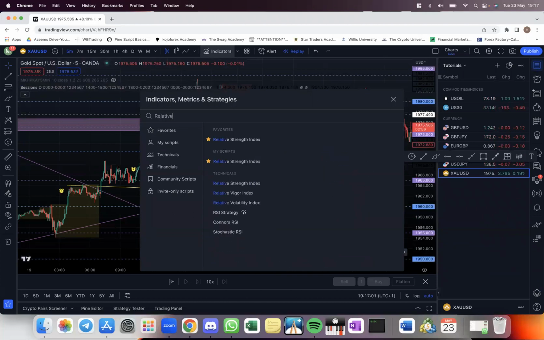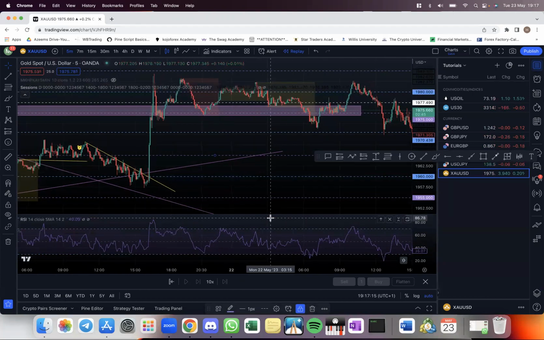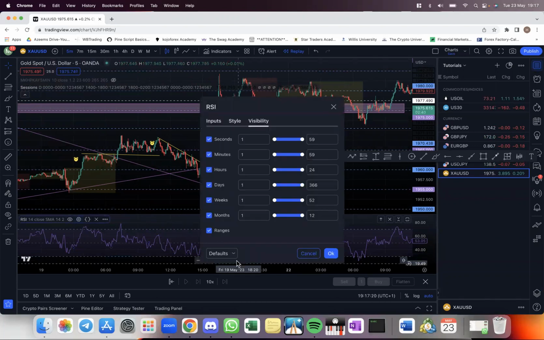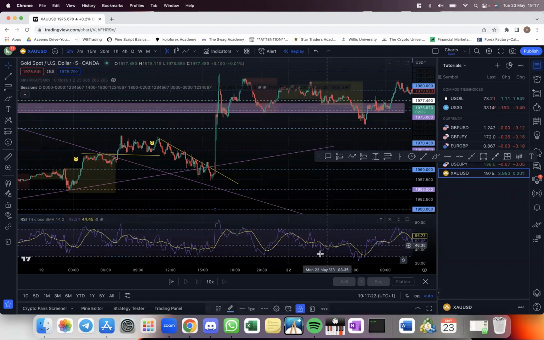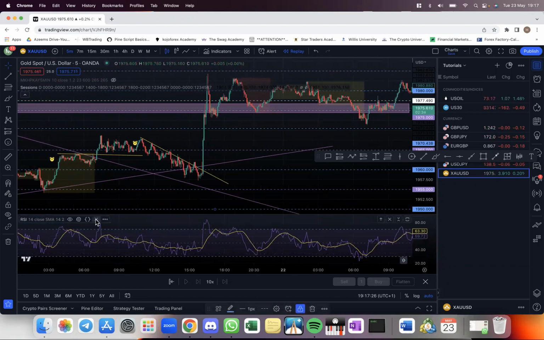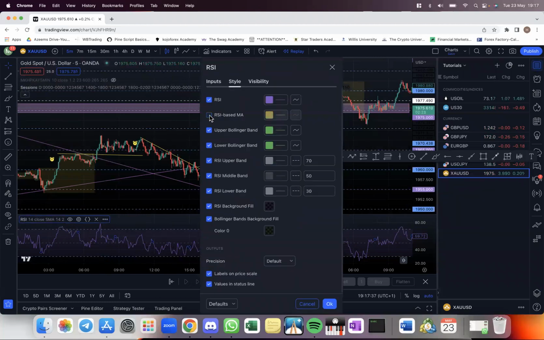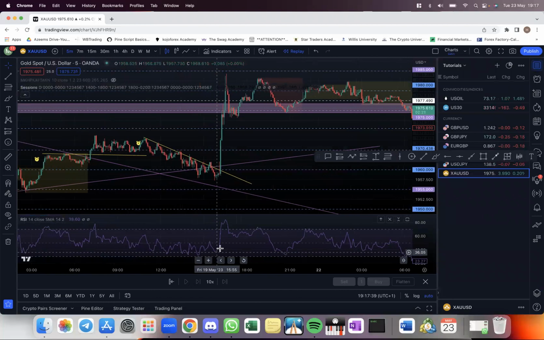Relative strength index. Yeah? All right. So RSI, which is the relative strength, when you pick that up, normally the default looks this way. Okay. But we'll reset it by taking out the yellow line. So the yellow line is this one, the RSI base MA. So you want the plain RSI.